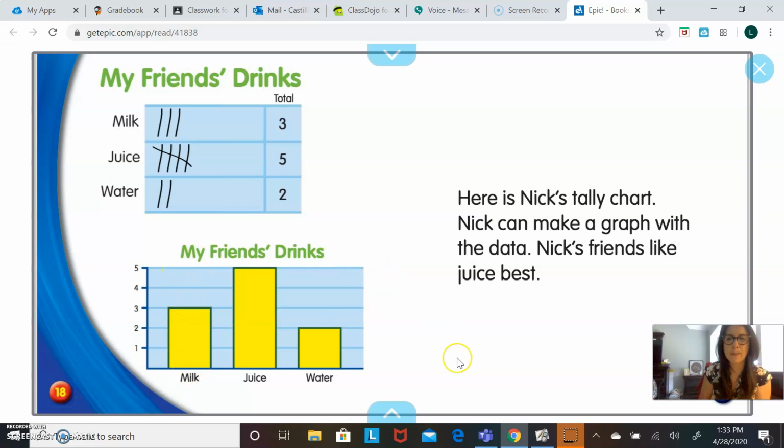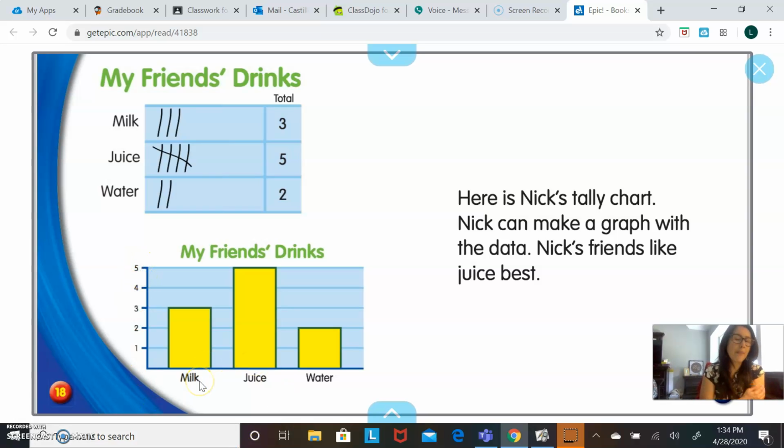Any idea why this is called a bar graph? Right, if you said because we have bars here, you're absolutely right. So if you notice, his bar graph looks a little different, but he's going to use the information from his tally chart to create his bar graph. And he's just listing under here, instead of on the left-hand side, on the bottom, he lists the 3 drinks, and over here is the amounts. Okay, so he starts with 1, 2, 3, 4, 5, he goes all the way up to 5.